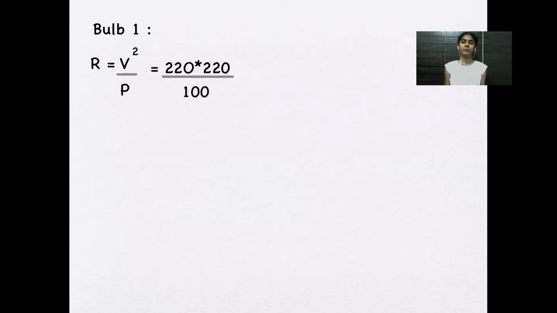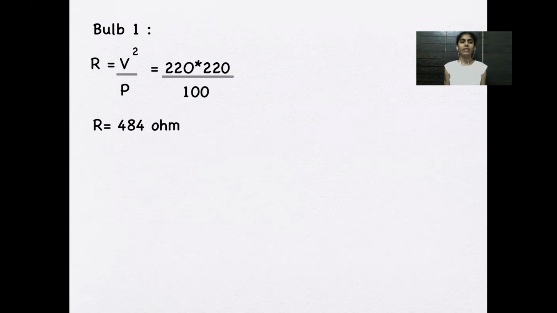Firstly, for bulb 1, we have the formula R is equal to V squared by P, and we know that V is equal to 220 volts and P is equal to 100 watts. Now substituting these values, I get R is equal to 220 squared, which is nothing but 220 into 220 by 100, which when simplified gives R is equal to 484 ohms. So for bulb 1, the resistance is 484 ohms.